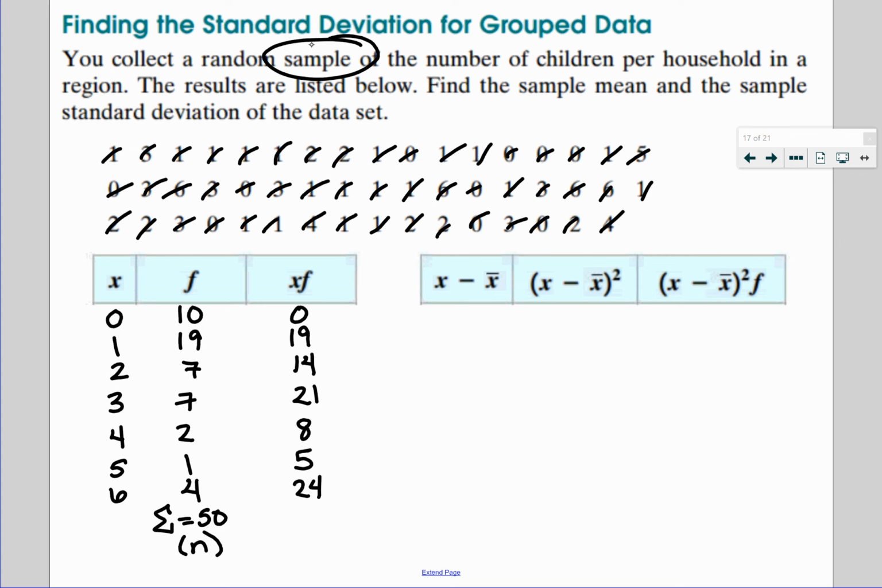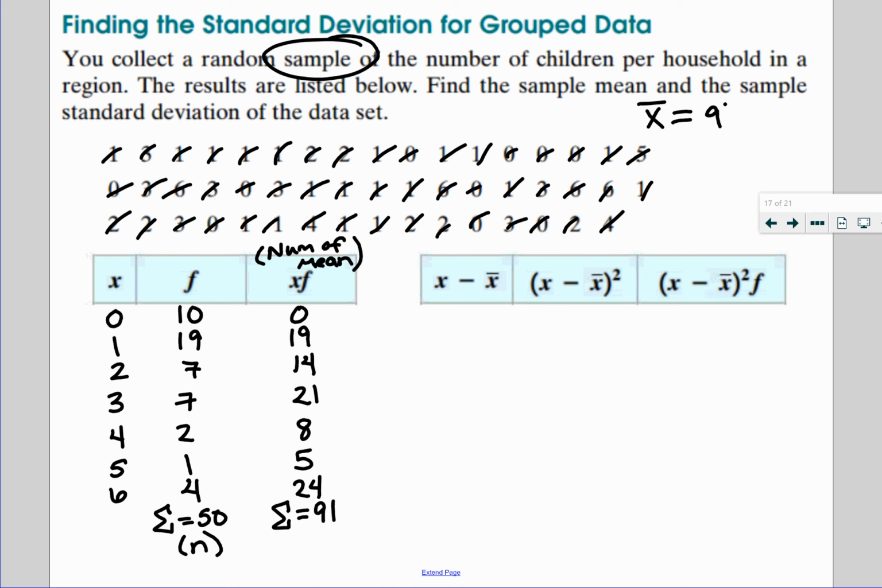Now, the reason we do our x's times our frequencies is that it actually helps us get the mean. This is the numerator of your mean if you add up this column. It's all your data added up, all of the groups of it added up. So 19, 14, 21, 8, 5, 24. I get 91. So my sample mean, X bar, is 91, the sum of all my data values and their frequencies respectively, divided by how many data values I have. 91 divided by 50 gives me 1.82. The only reason we do that third column is just to help us get the mean. So still a little bit of work, but a lot shorter than having to do 50 rows of data on a piece of paper.